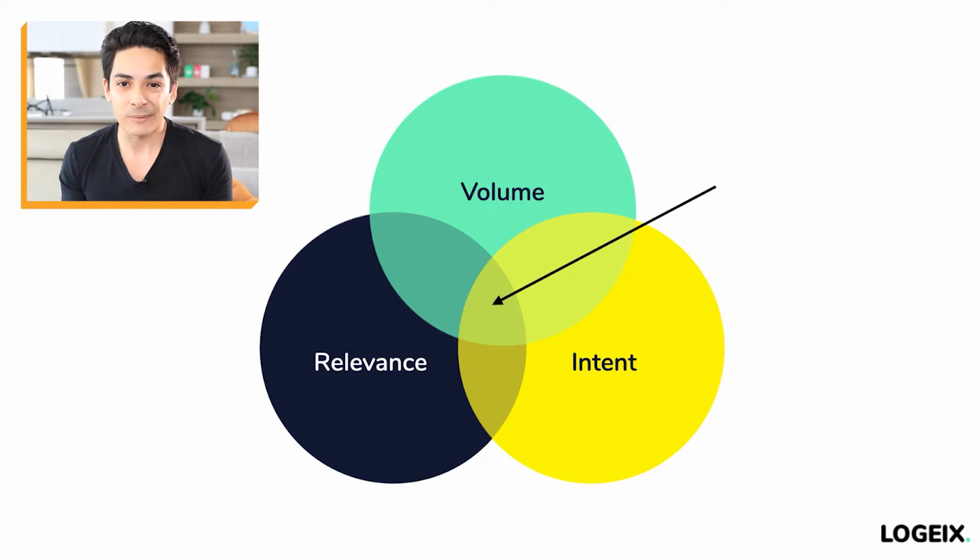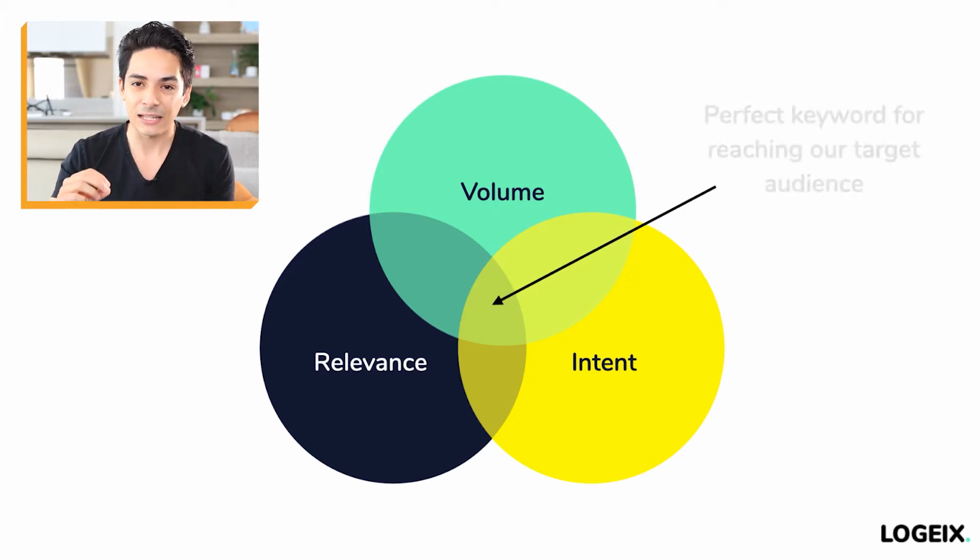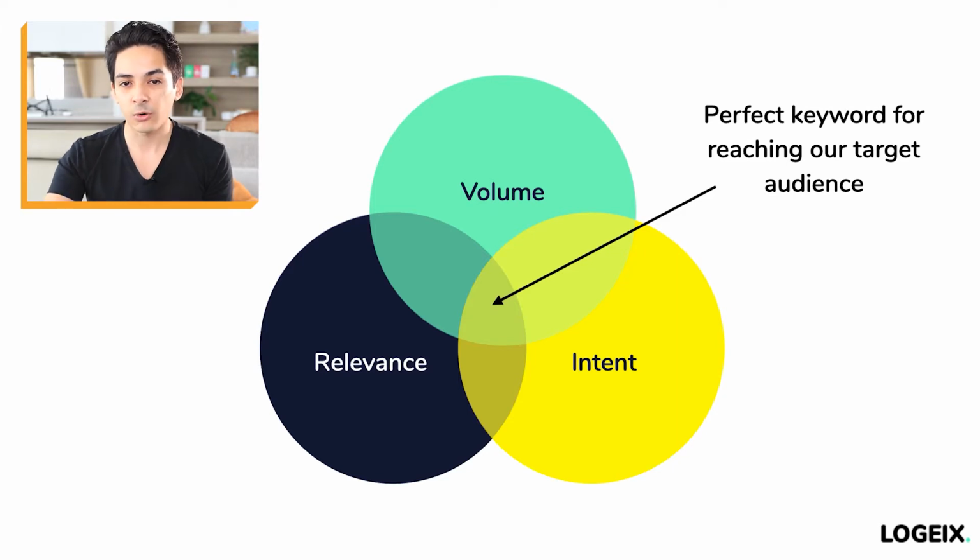When you combine all of them, again, VRI, volume, relevance, and intent, that is the perfect keyword for your page and for your website to basically reach the perfect audience. It's not necessarily the highest search volume, it's combining the highest search volume with what's relevant and what is the best intent for what you're trying to achieve with that specific page, and really even overall as a business strategy.